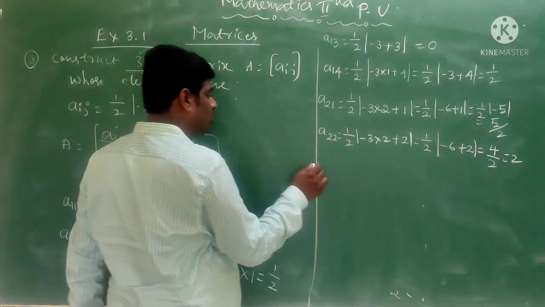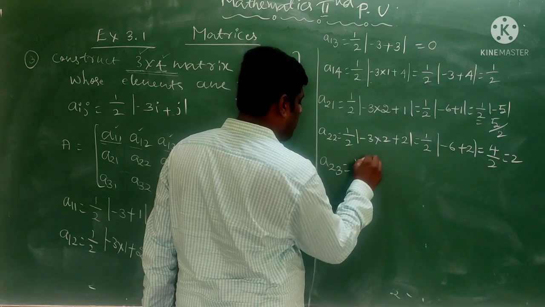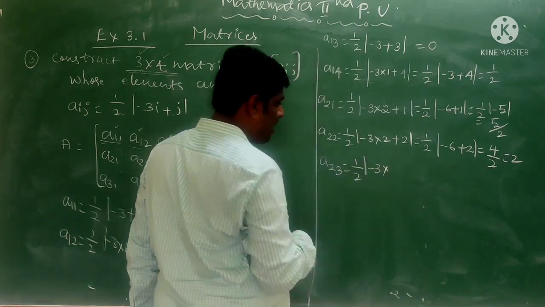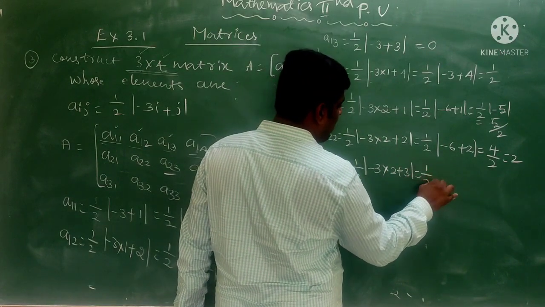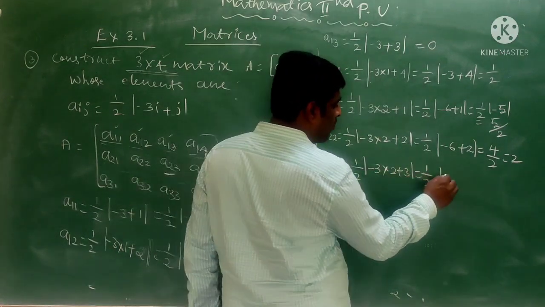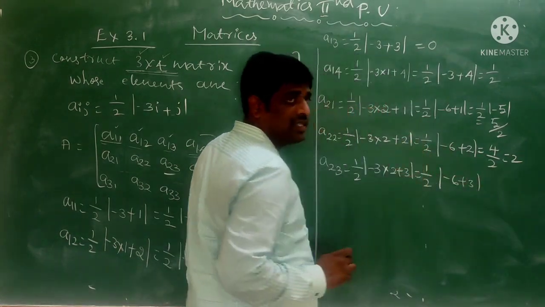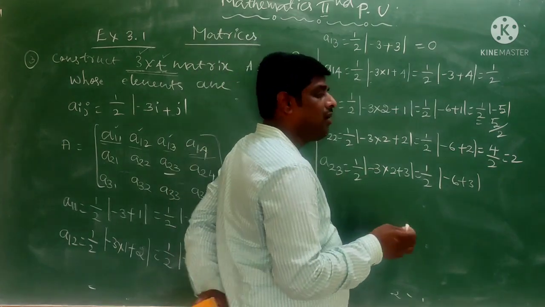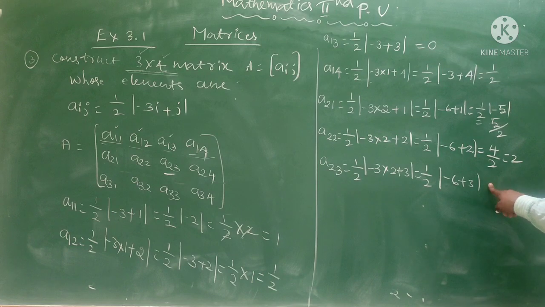Next, A23. A23 is equal to 1 by 2 modulus of minus 3 into 2 plus 3, that is 1 by 2, 3 2s are minus 6 plus 3. Minus 6 plus 3 is minus 3. Modulus of minus 3 is plus 3, that is 3 by 2.